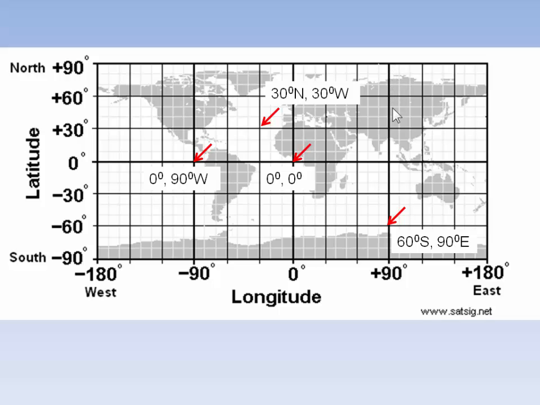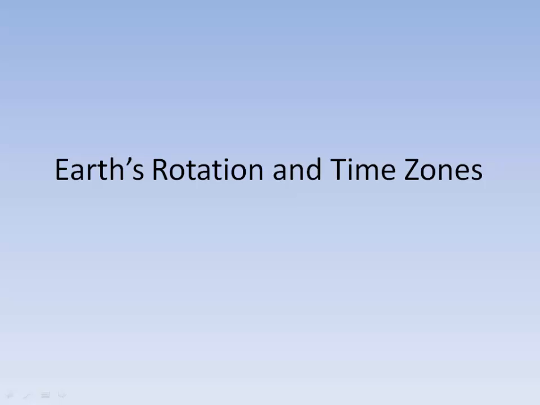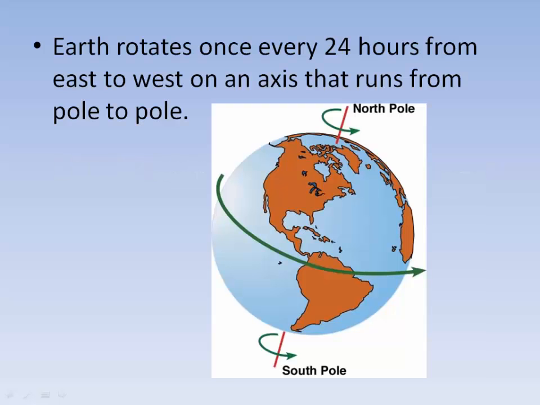Here's the 90-degree longitude line. Here's the 60 degrees south latitude line. Let's talk about Earth rotation and time zones. The Earth rotates once every 24 hours from east to west on an axis that runs from pole to pole. Everybody knows that.